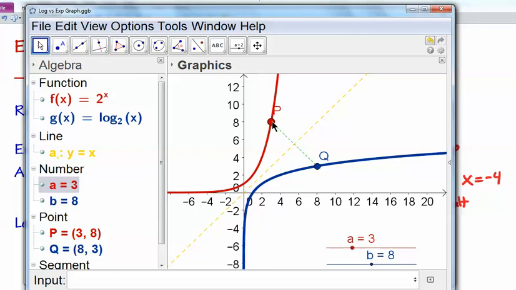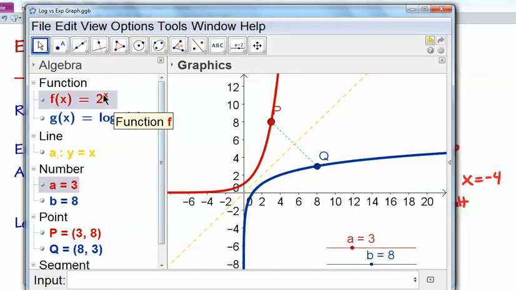Look at where they are geometrically. This green segment connecting them is bisected by this line, and that line is the diagonal. Y equals 1x. It has a slope of 1. So this is our 45-degree line. So these 2 points in geometry, you call this a reflection. P and Q fold across that diagonal line. And notice that P has the coordinate 3, 8, and Q has the coordinate 8, 3.